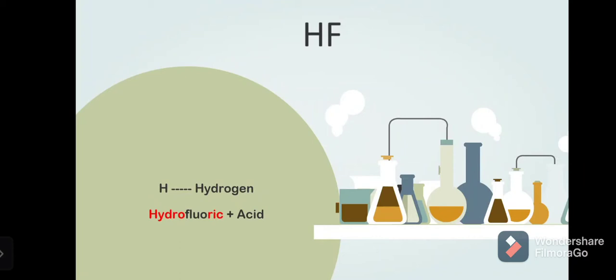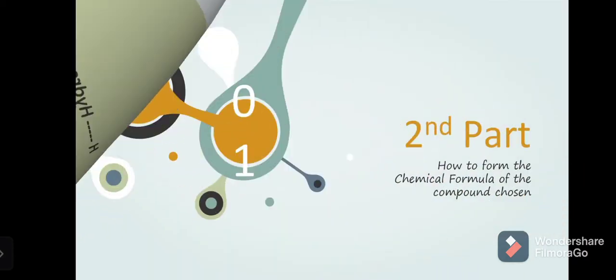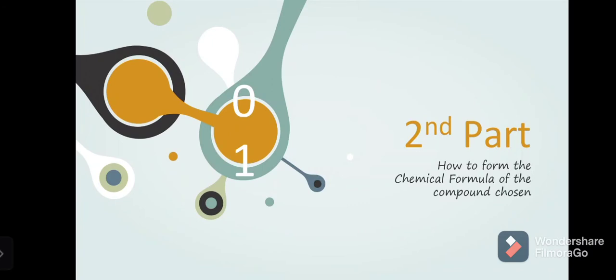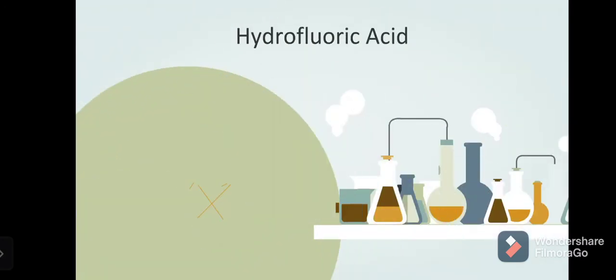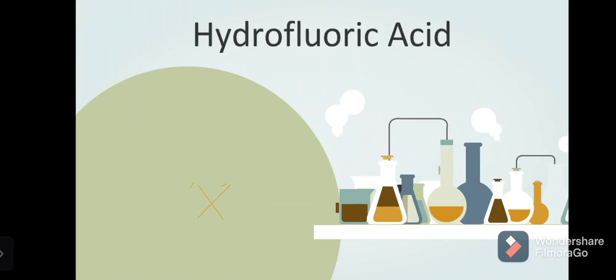So for the second part of this video, we will learn how to form the chemical formula of the chosen compound. So our chosen compound is hydrofluoric acid. First, we will write the symbols H for hydrogen and F for fluorine.